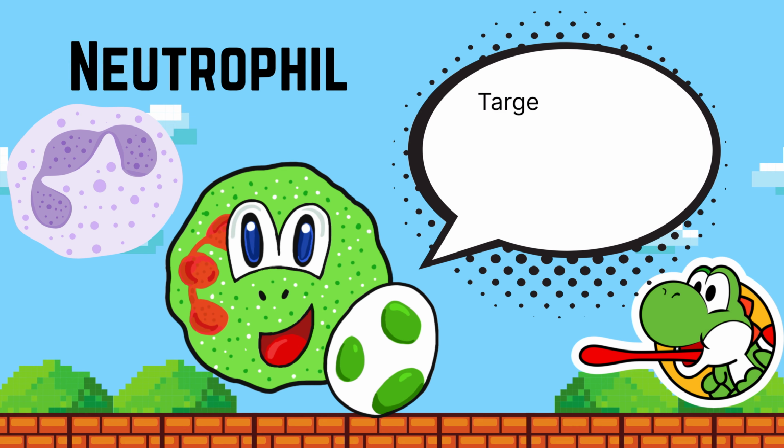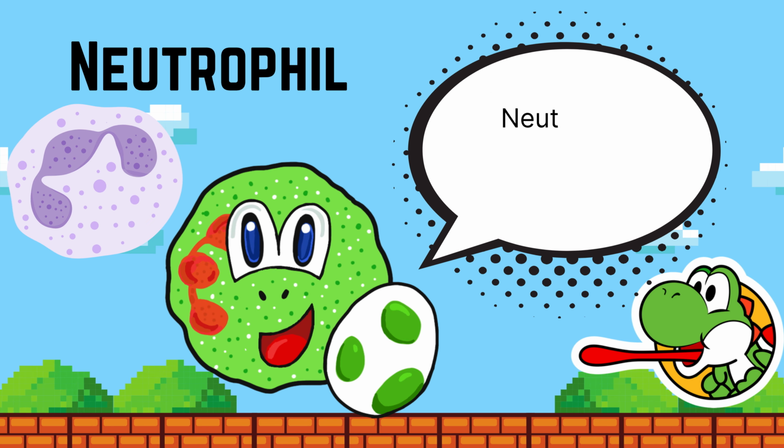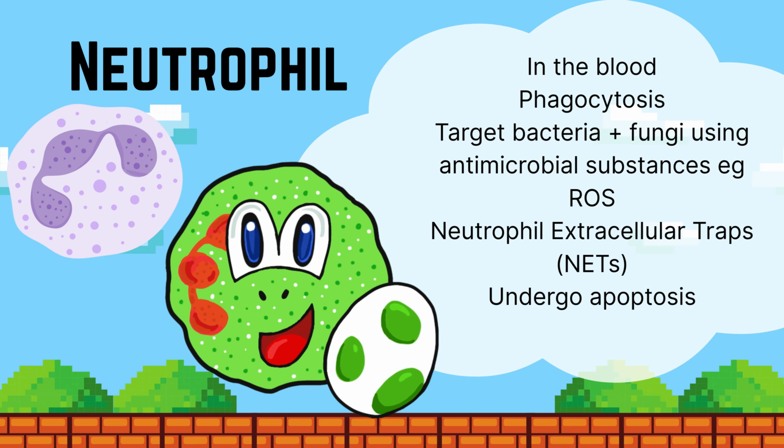Neutrophils also release granules that contain antimicrobial substances such as reactive oxygen species that target bacteria and fungi. NET formation involves neutrophils releasing their DNA along with granules, and these form traps that trap and kill pathogens. This happens outside the cell.